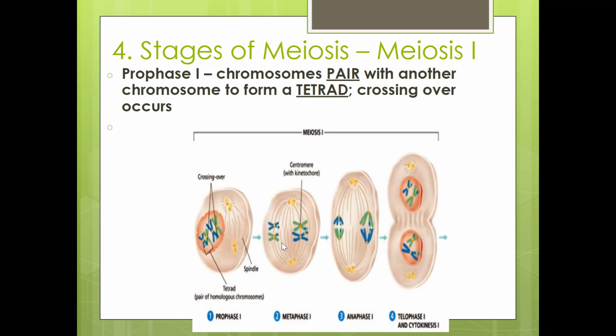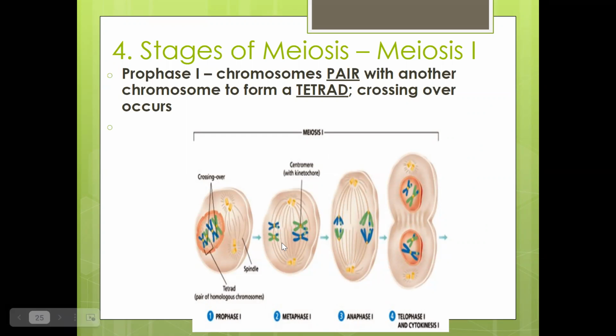Stages of meiosis. There are two phases overall of meiosis. There's meiosis 1 and meiosis 2. Remember, because there's two divisions that occur. In prophase 1, it's going to look very, very similar to prophase of mitosis. The chromosomes are going to pair up to form a tetrad, though. And tetrad really just means group of 4.